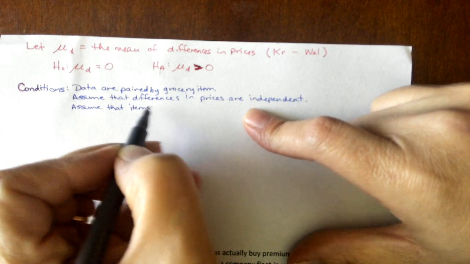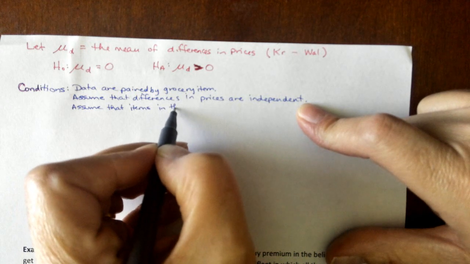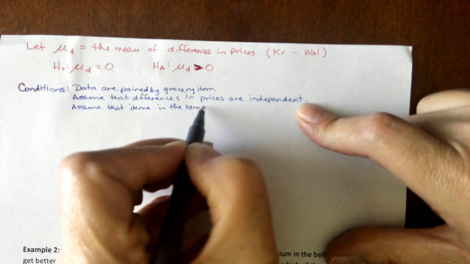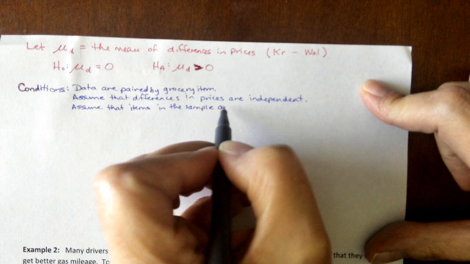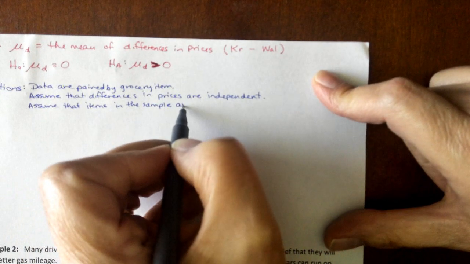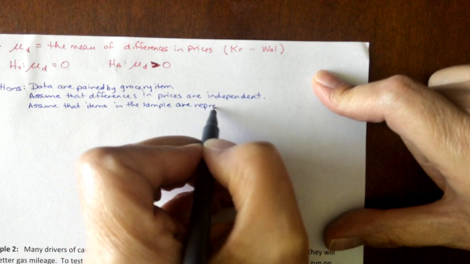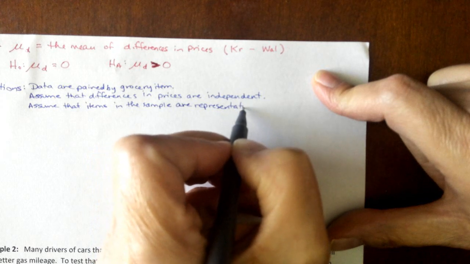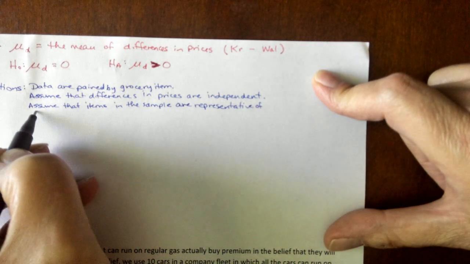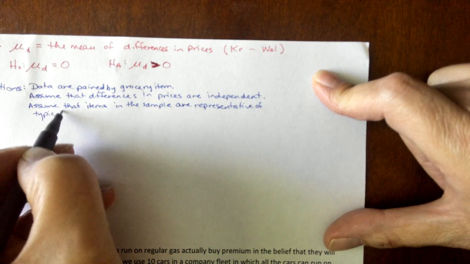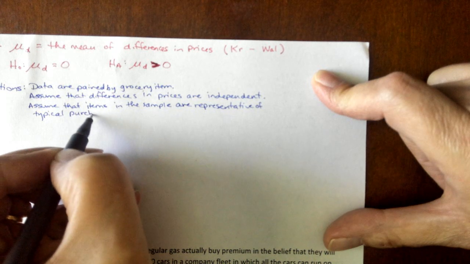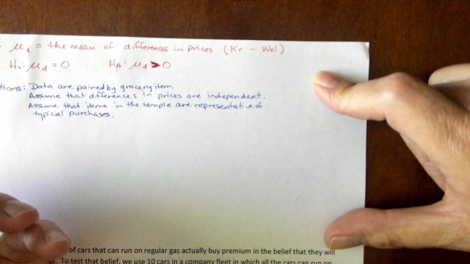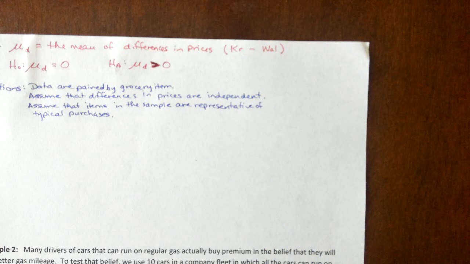items in the sample are representative of typical purchases. I mean, at the end of the day, I want to know about my grocery bill. So what do I normally buy?